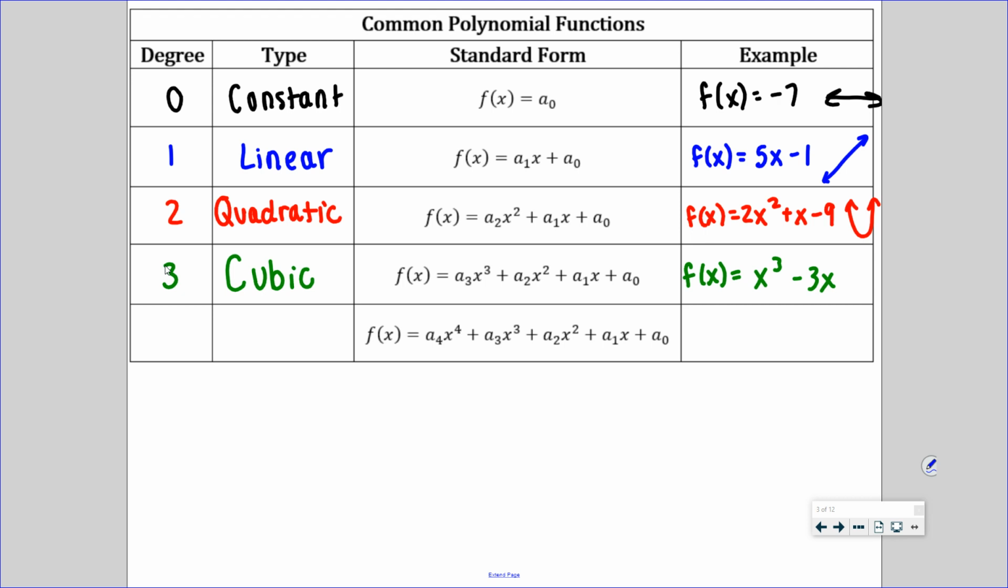The next one we're going to look at is degree 4. You could go all the way up to degree 3027 if you want. It looks something like this. It's not cubic, it doesn't look like a cube. We're going to graph it.